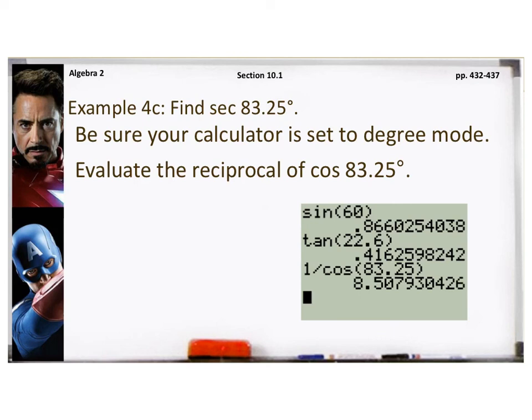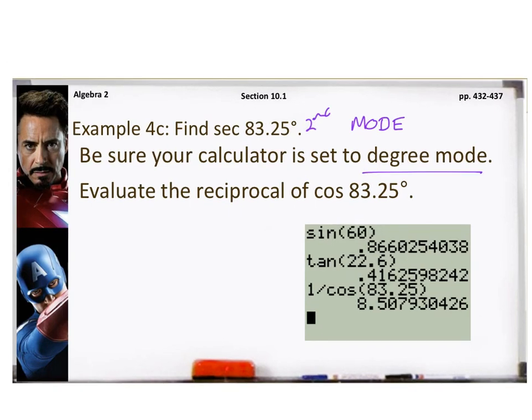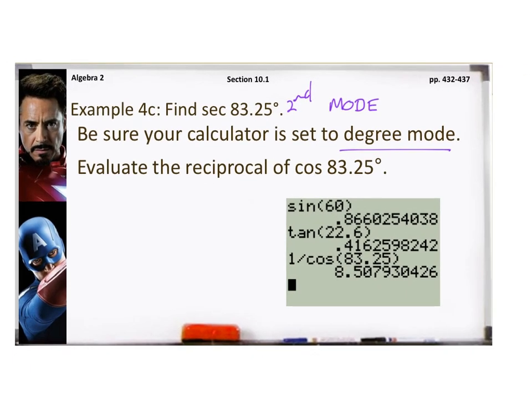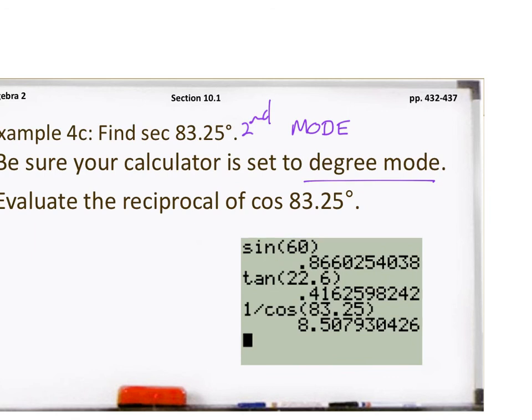Okay, so now you're going to put this in your calculator. Find the secant of 83.25 degrees. First, check to make sure you're in degree mode. To do that, you hit mode. That's up there next to the second button. Right next to the second button near the top of your calculator is the word mode. Above it says quit. Okay, you type mode. You go down, it should be the 3rd line.